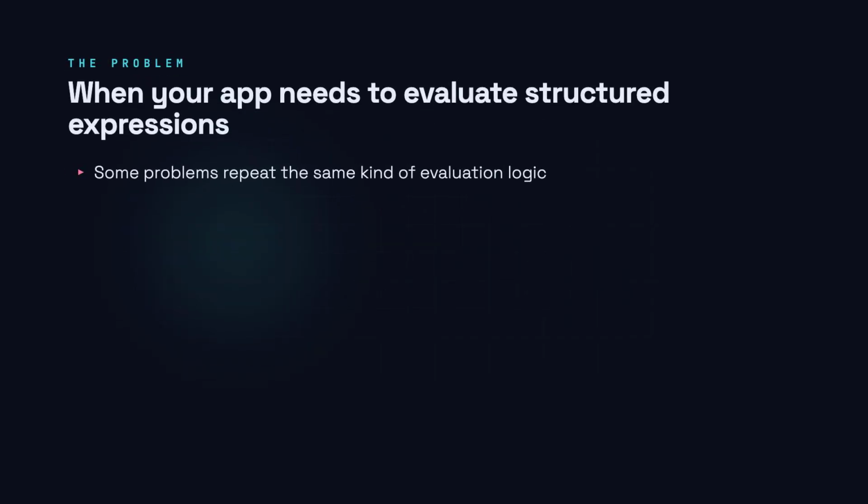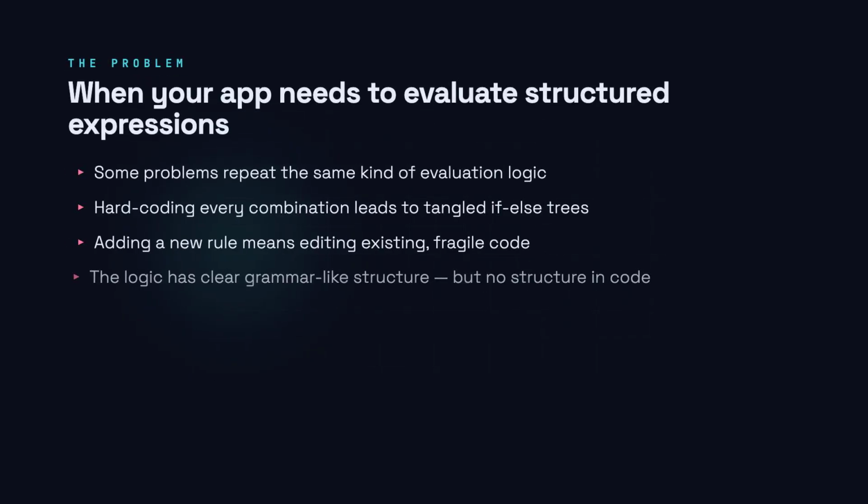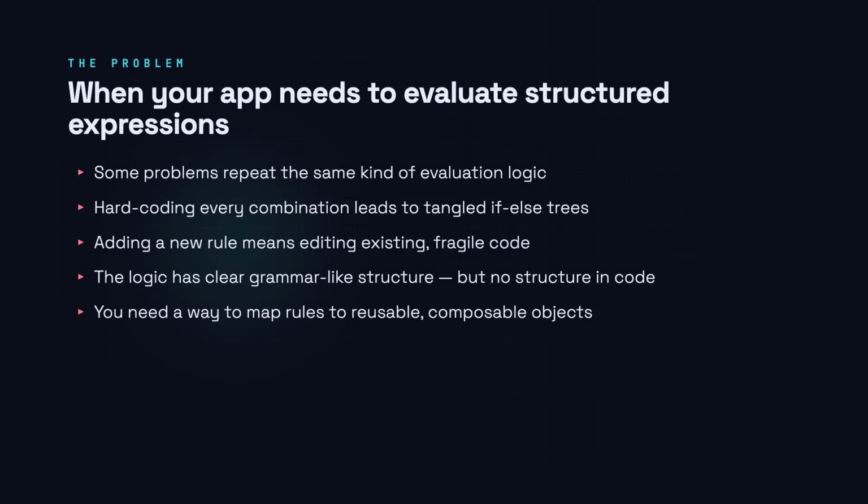Imagine you are building a search filter, a rules engine, or a configuration language. Users write things like age greater than 30 and city equals London. At first you parse that string with a pile of if-else statements. But as new operators and rules are added, that code becomes a maze. Every new combination requires touching the same fragile block. The real problem is that the logic has natural grammar-like structure, but your code has none.